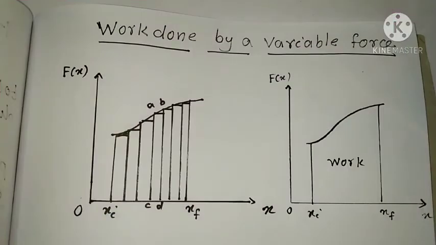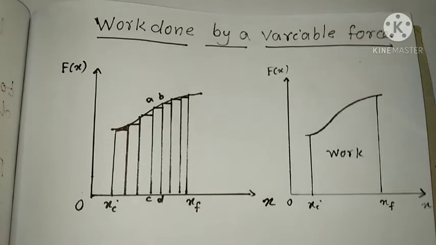Last class we studied the work done by a constant force and the work energy theorem for a constant force. So constant force means a fixed force. The work done by a constant force is given by the formula W equal to Fd cos theta, where F is the fixed, constant force.